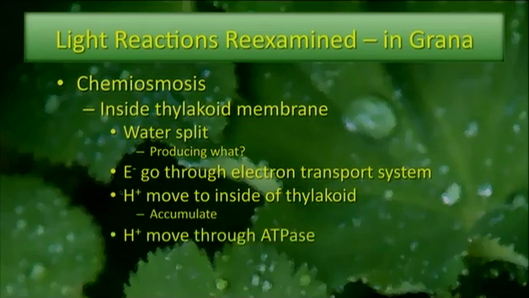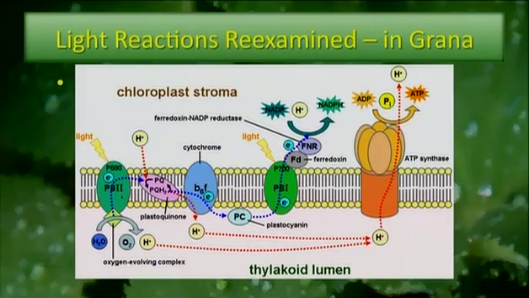Then the hydrogen ions move through the protein complex known as an ATPase, and that produces ATP. So we have seen how the light reactions produce both ATP and also NADPH. Both of these molecules are important in the second part of photosynthesis known as the Calvin cycle. Both ATP and NADPH are produced in the light reactions and they're used in the Calvin cycle. So let's take a look at that.